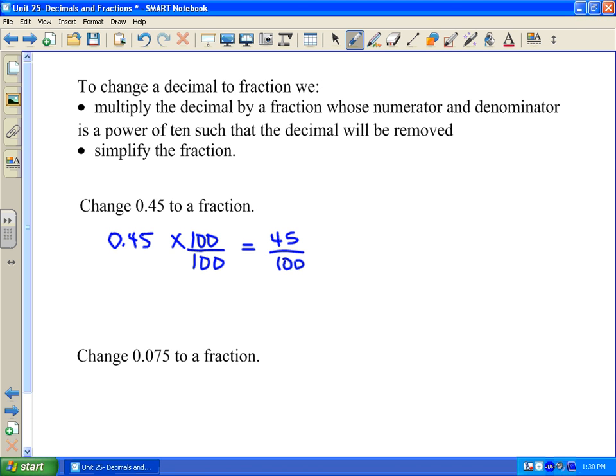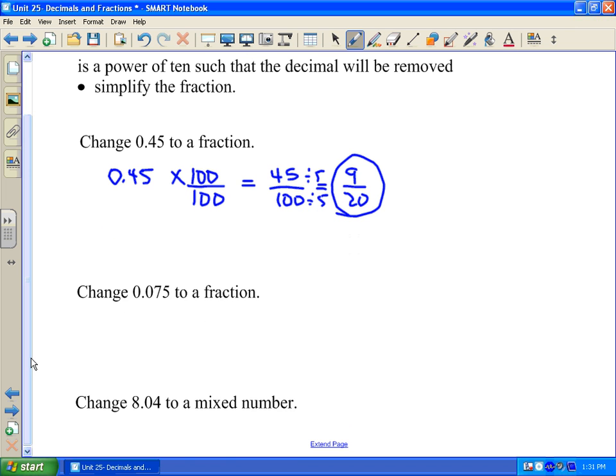Now, like any fraction, it's got to be reduced. So what goes into that? Well, I know 5 goes into 45 and 5 goes into 100. So if I divide by 5, I will end up with 9 over 20. Now 3 goes into 9, 3 doesn't go into 20. No, that's good. So that's our fraction in lowest terms. All right, so what about one like this?